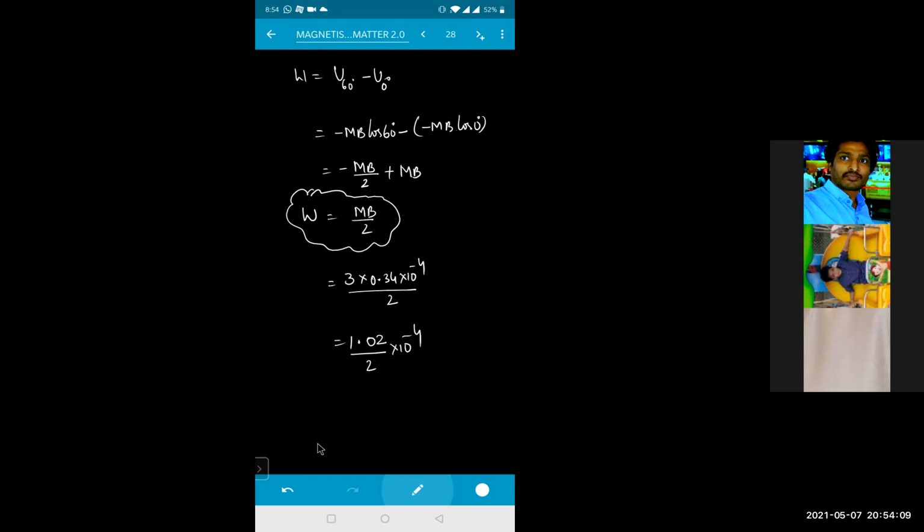3 into 0.34: 3 4s are 12, so this is 2 and this is 1. 3 3s are 9, that will be 10. That means that will become 1.02. Divided by 2, this will become 0.51 into 10 to the power of minus 4. So approximately I can write this as 5.1 into 10 to the power of minus 5 joules. So this will be your work done.